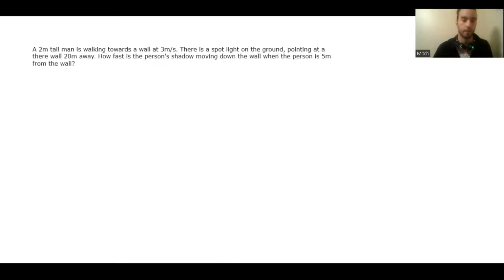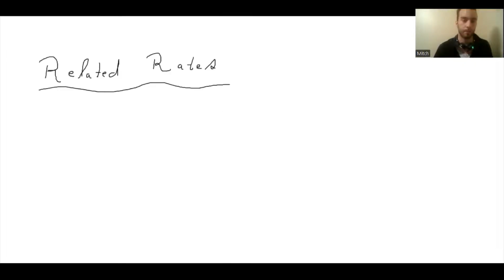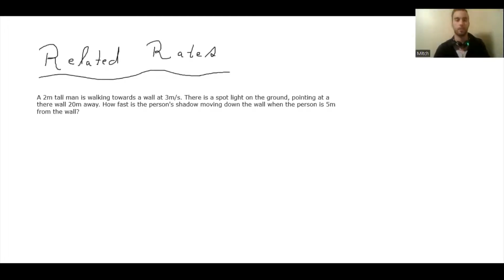So let's look at this first one. This is one I just wrote. It's a common one that's used. It's describing a guy walking towards a wall. He has a certain height, he's going at a certain speed, and there's a spotlight on the ground behind him that's pointing at the wall, and it wants to know how fast this guy's shadow is moving down that wall vertically.